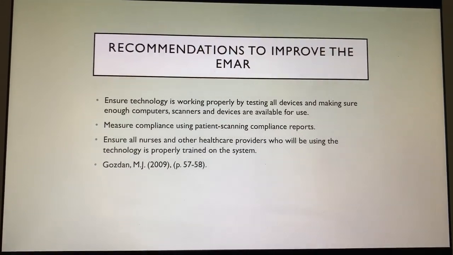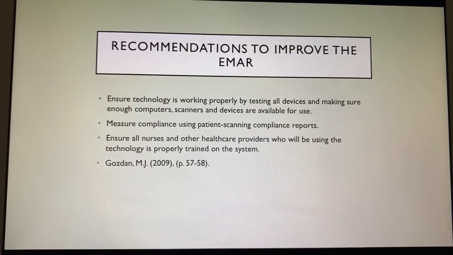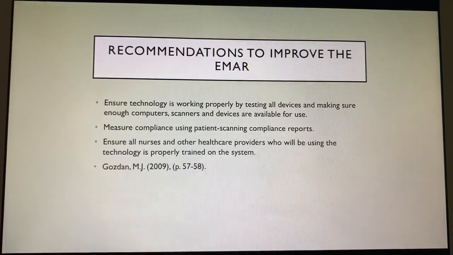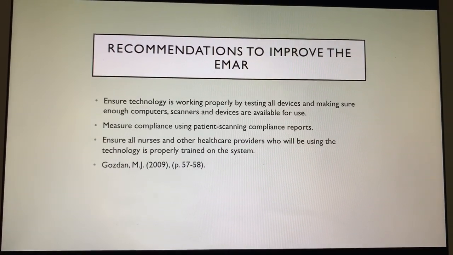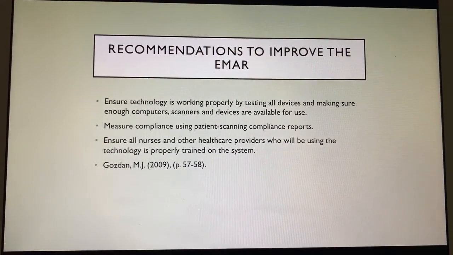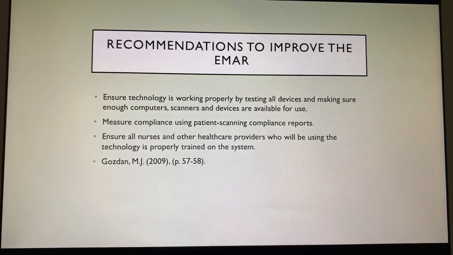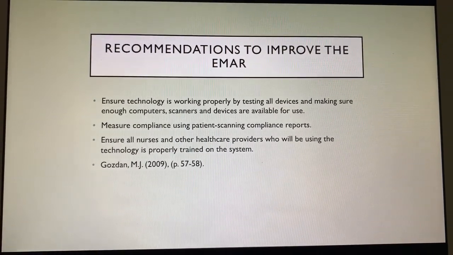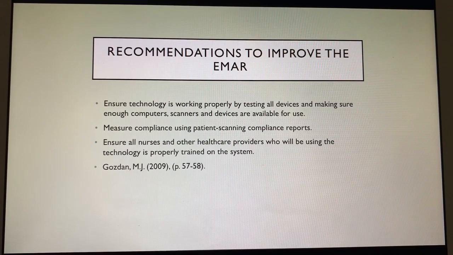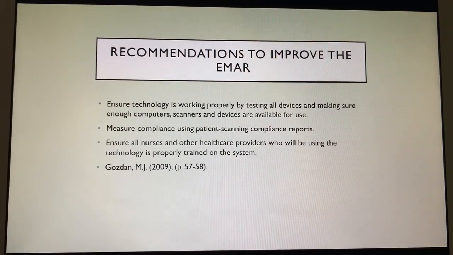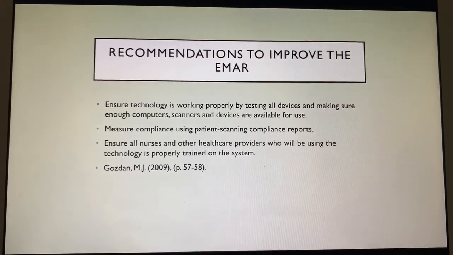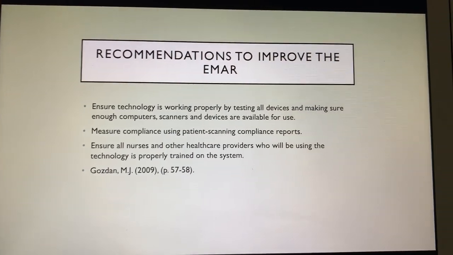And then also to ensure that all nurses and other healthcare providers who are going to be using the technology are properly trained on that system. If they're not properly trained, mistakes can happen and they aren't going to be able to do their job in the most effective way. So we need to really ensure that they meet all their competencies and everyone is properly trained.